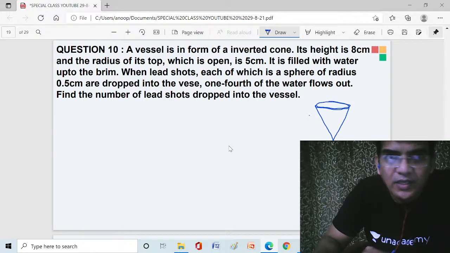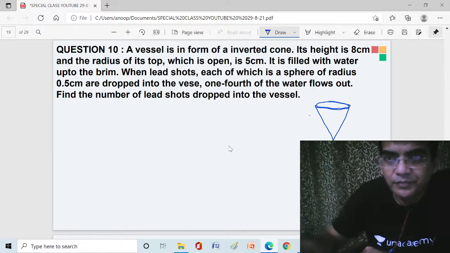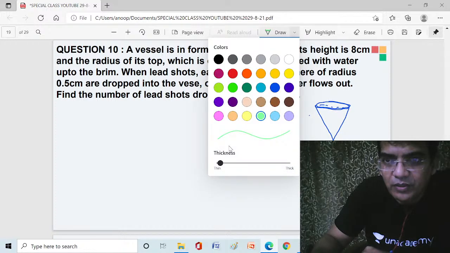Now they are saying its height is 8, so height of this conical vessel is given as 8 centimeter, and the radius of its top is given as 5 centimeter. So they have given us the radius and the height of this vessel. Now they are saying it is filled with water. Okay. So we consider it to be filled with water. Right? It is filled with water up to the brim. That means it is filled with water up to the top here.